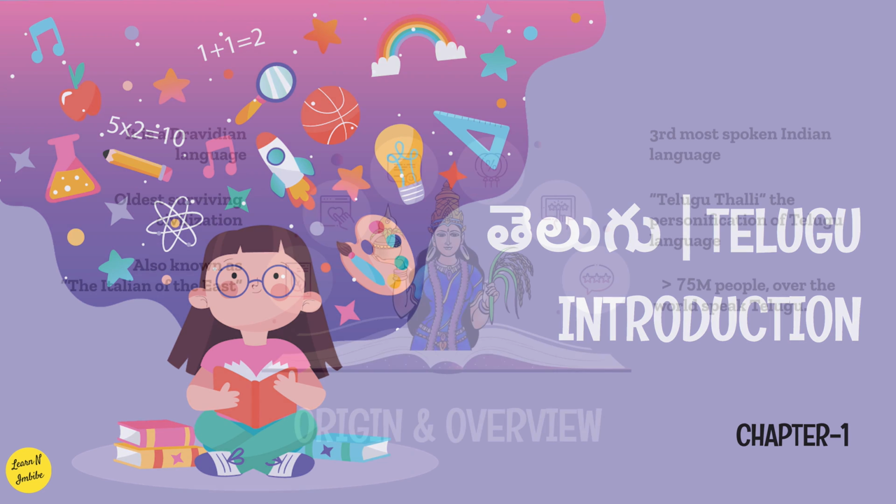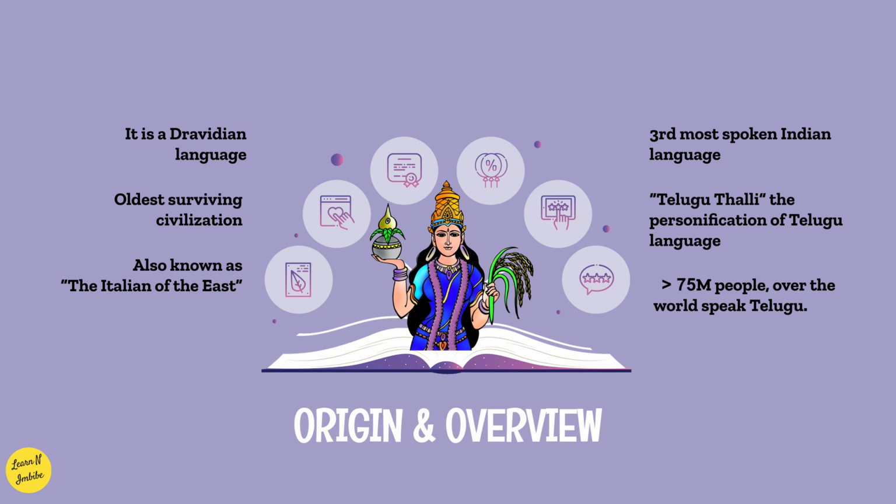Coming to the introduction, the origin and the overview. It's a Dravidian language. Telugu is the oldest surviving civilization, also known as the Italian of the East. Telugu is the third most spoken Indian language. Telugu Talli, the personification of the Telugu language, you can see on the screen. More than 75 million people over the world speak Telugu.